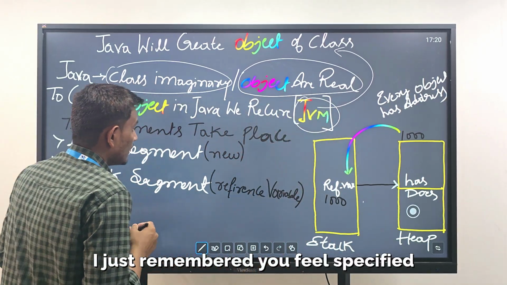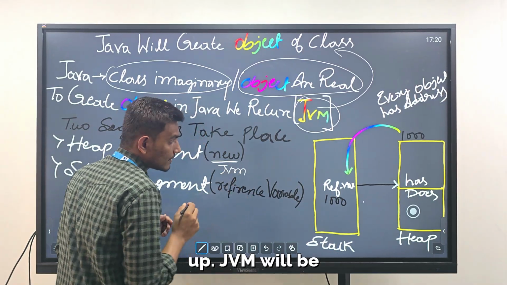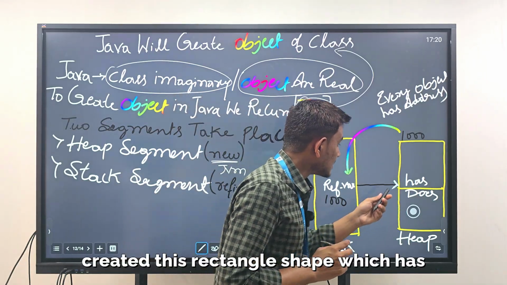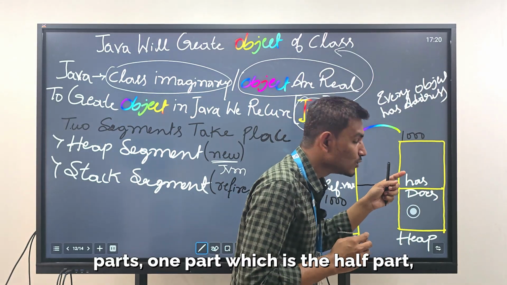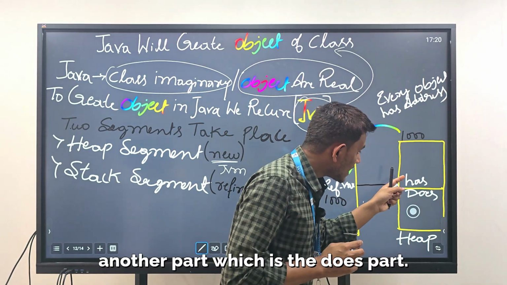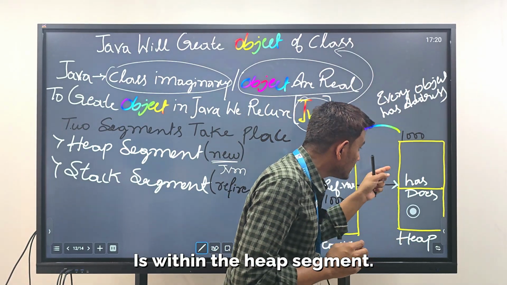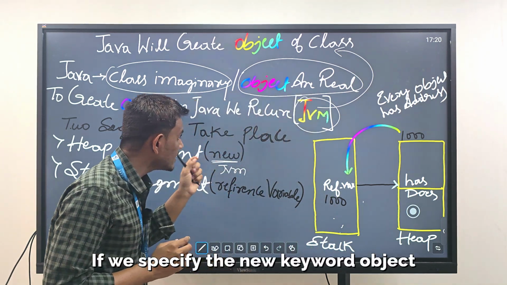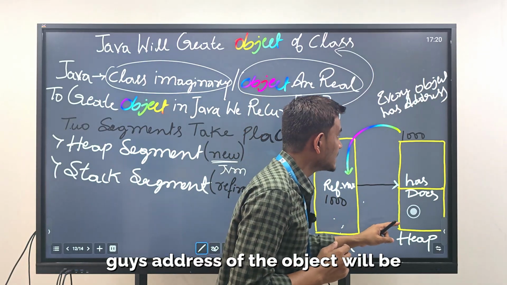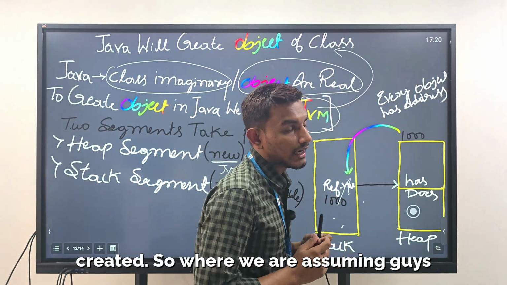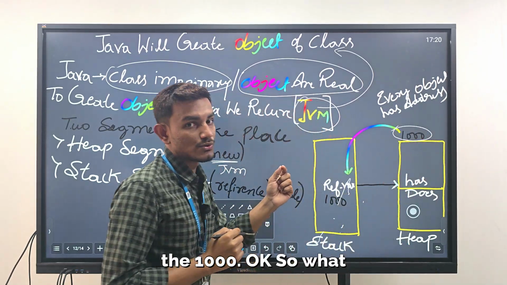Guys, remember, if we specify the new keyword, the JVM will create this rectangle shape, which has one imaginary line and two parts. One part is the has part, another part is the does part. Within the heap segment, if we specify the new keyword, an object will be created, along with the address of the object. We are assuming the address of the object may be 1000.